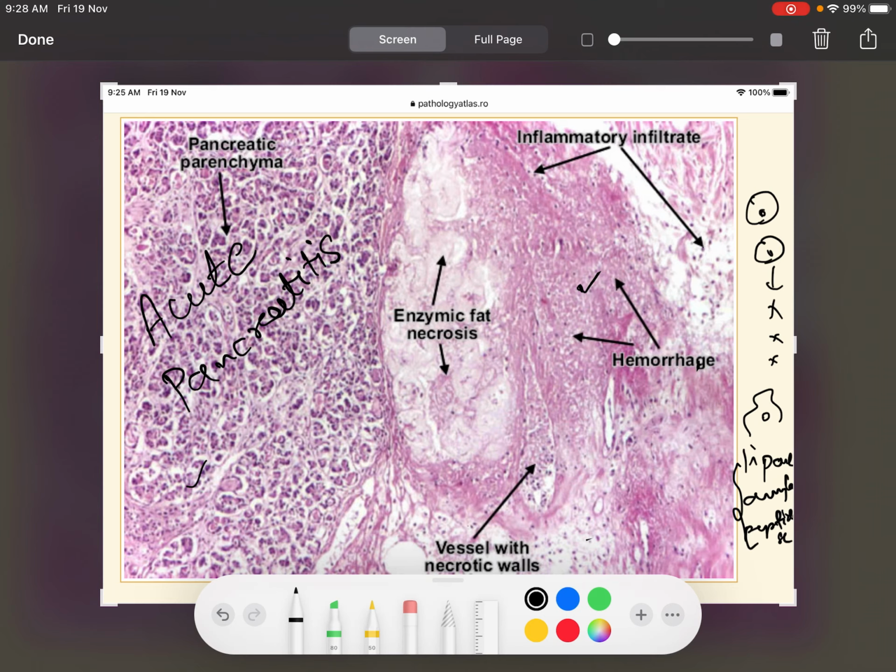Then you can do various tests like lipase. Okay, you can do lipase and amylase tests. Okay, these are very specific for acute pancreatitis, and you need to give the supportive treatment. You need to admit the patient, and you need to give the supportive treatment.